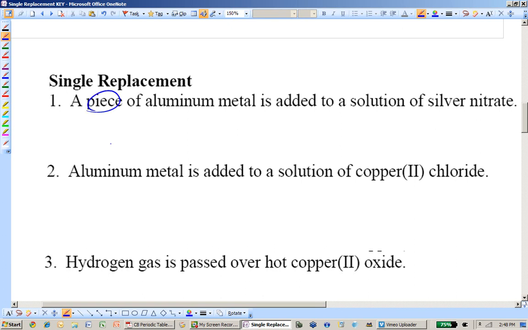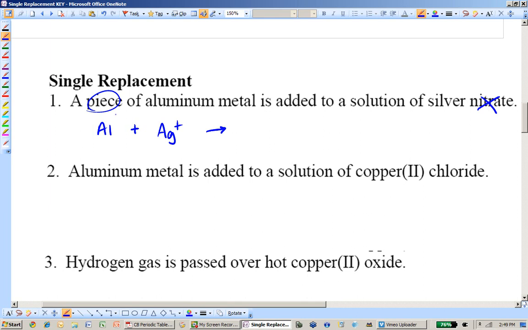So a piece, that implies a solid, of aluminum, so I have a single aluminum element, so it's going to bump somebody out of a compound, is going to react with a solution of silver nitrate. Nitrate is a spectator in this case. It's almost always a spectator. And so here we go.